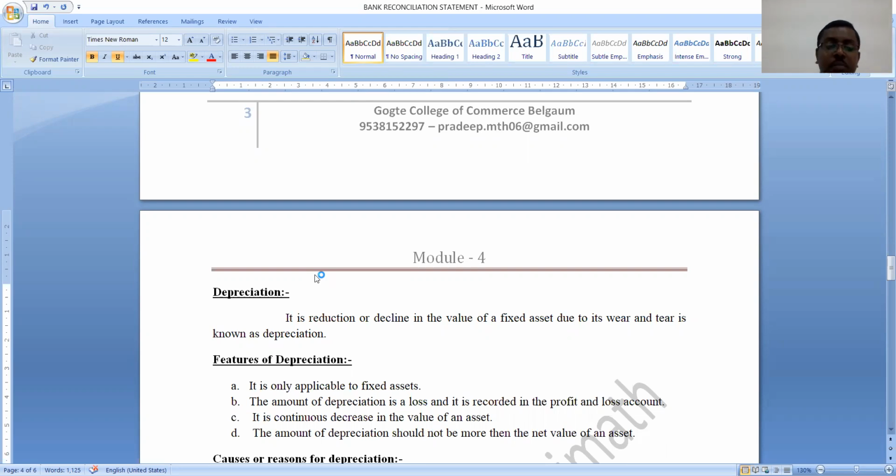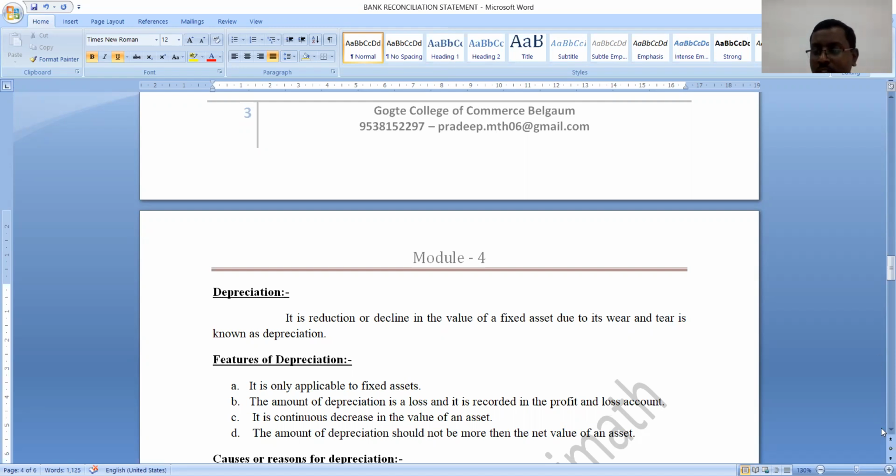So let's see what is the exact meaning of depreciation. Depreciation is a reduction or decline in the value of a fixed asset due to its wear and tear. It means if we are using the same asset for a long period of time, the production capacity of that particular asset goes on decreasing. So we need to reduce the value of that particular asset. That concept is called depreciation. So depreciation is nothing but a continuous reduction in the value of an asset due to its wear and tear.